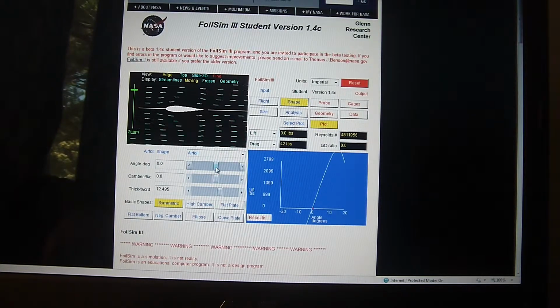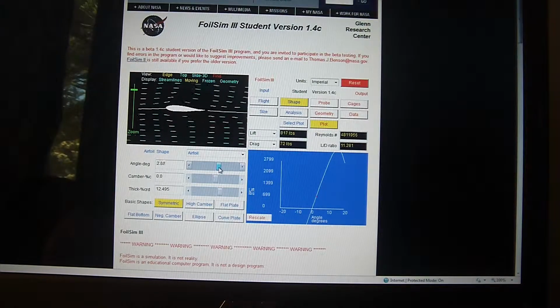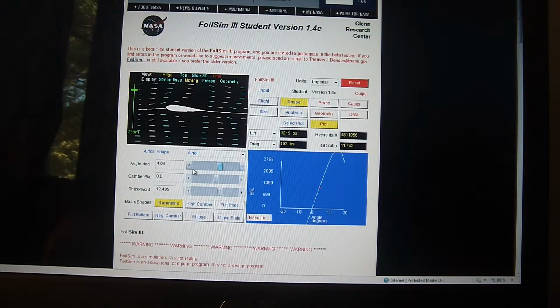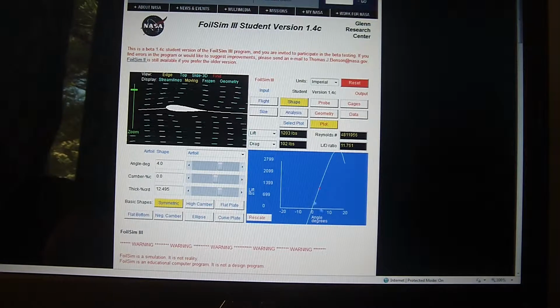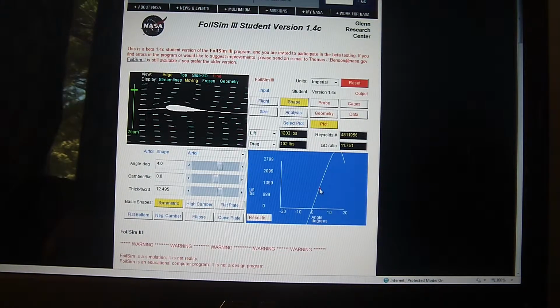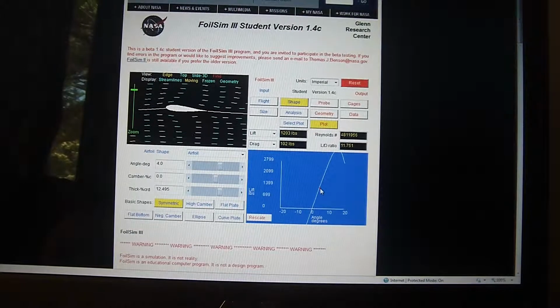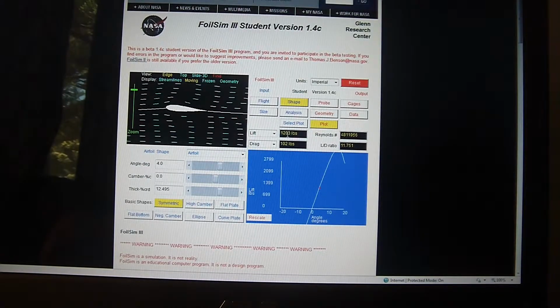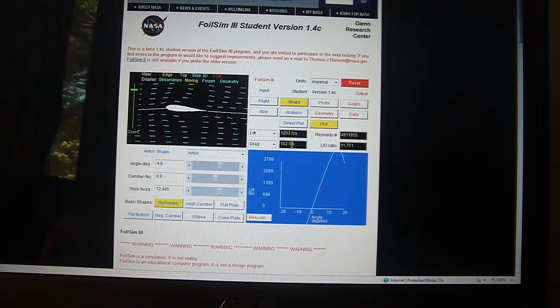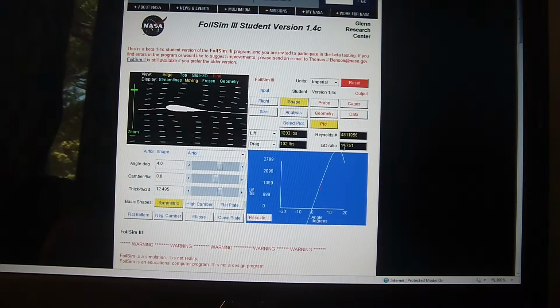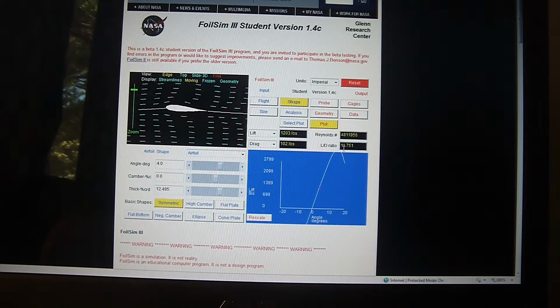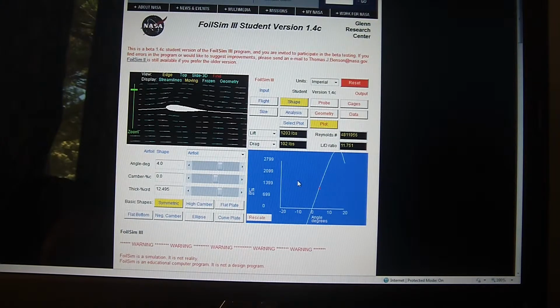As I increase this angle, let's take it up to about 4 degrees. You can see this little red dot, hopefully it'll come out in the video, has moved up the lift curve. We're now generating lift, we're generating drag, and we have a lift drag ratio of about 11.7. So that's a fairly efficient angle to fly at.